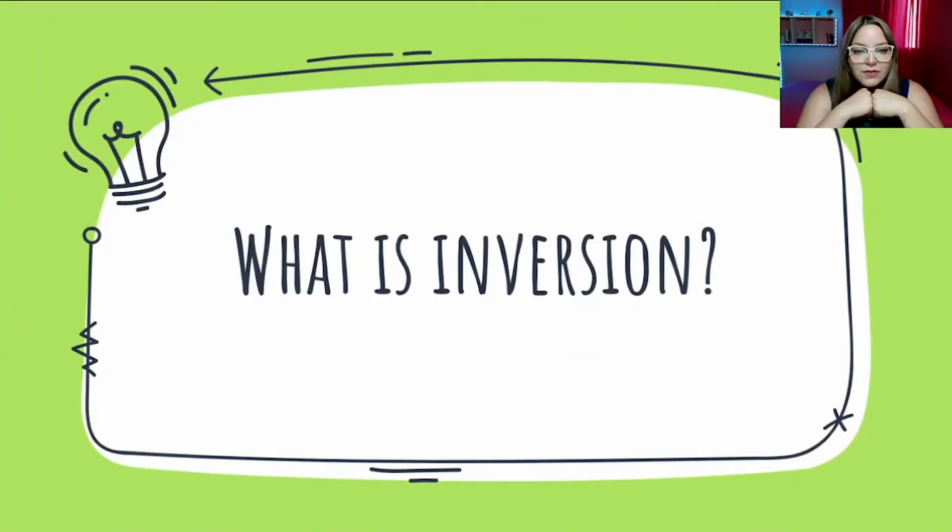So, what is inversion? In general terms, inversion is when you change the order of something, right? But in grammar, inversion happens within sentences. It is when the auxiliary verb is put before the subject. Doesn't it sound familiar to you? Absolutely. We've all dealt with this type of structure in question forms.